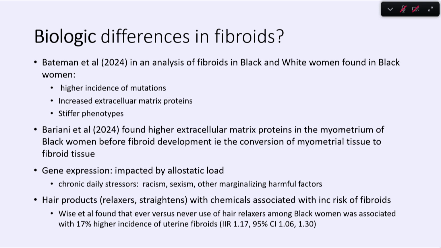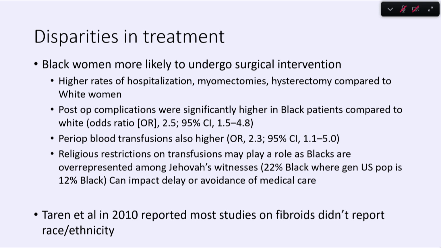We know that hair products, relaxers, straighteners with chemicals are associated with an increased risk of fibroids, and Wise et al. found that ever versus never use of hair relaxers among Black women was associated with a 17% higher incidence of uterine fibroids. And there is clearly disparities in treatment, and we have a lot of evidence to show this.